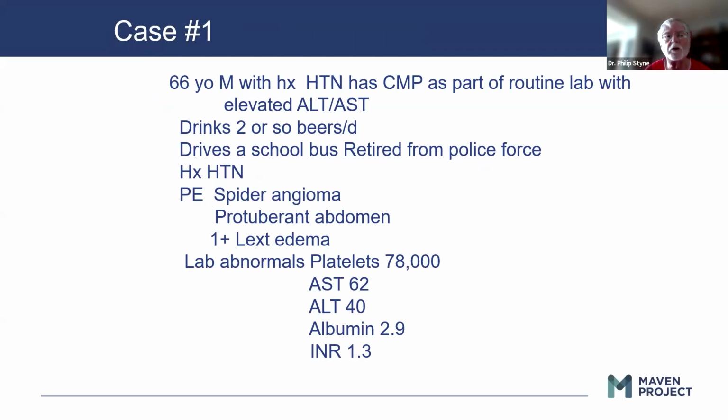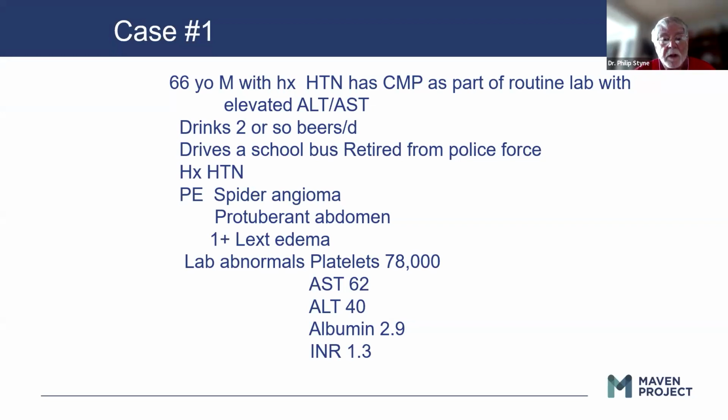So let's run through a few cases. You got a 66-year-old male, hypertensive, has a CMP done as part of a routine lab, and they're elevated. You're seeing the patient. He says he drinks a couple of alcoholic drinks a day. He drives a school bus. He's a retired policeman. He has hypertension.